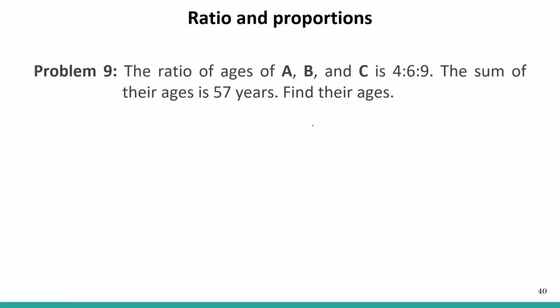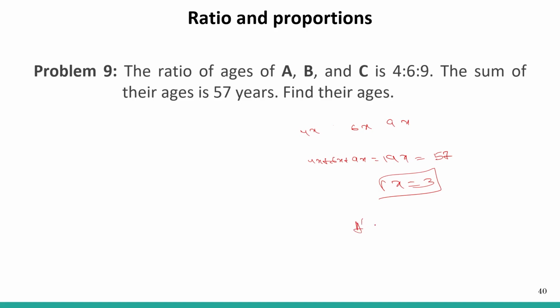The ratio of ages of A, B and C is 4:6:9, and the sum of their ages is 57. Let their factors be 4x, 6x and 9x. Their sum is 4x plus 6x plus 9x, which is nothing but 19x. This is equal to 57, so x is equal to 3.